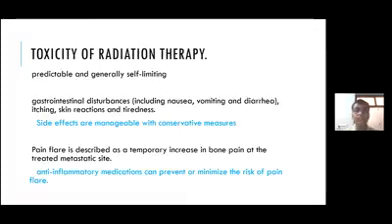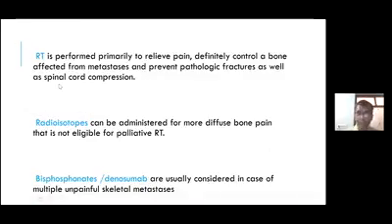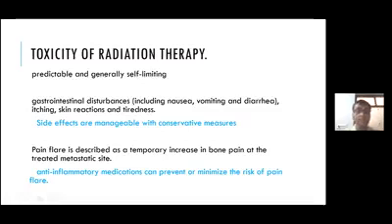Coming to the toxicity of the radiotherapy, it is predictable and generally self-limiting, as all of us have seen in our OPDs. They can be gastrointestinal disturbances, nausea, vomiting, diarrhea, itching, skin reactions, and these toxicities are manageable with conservative measures. Sometimes pain flare is there, where there is a temporary increase in bone pain at the treated metastatic site. So anti-inflammatory medications can prevent or minimize the risk of pain flare.